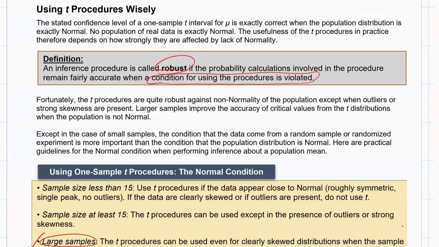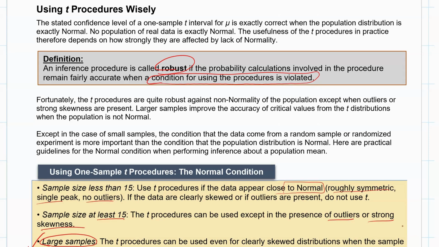So here's what we say. If the sample size is less than 15, which is pretty low, if the data appear to be normal in our sample, meaning relatively symmetric, single peak, no outliers, then we're going to say, we think we have enough evidence. Now, if the sample size is at least 15, we can tolerate a little bit of skewness, but we can't tolerate outliers or strong skewness. And then again, if the sample size is bigger than 30, anything goes.